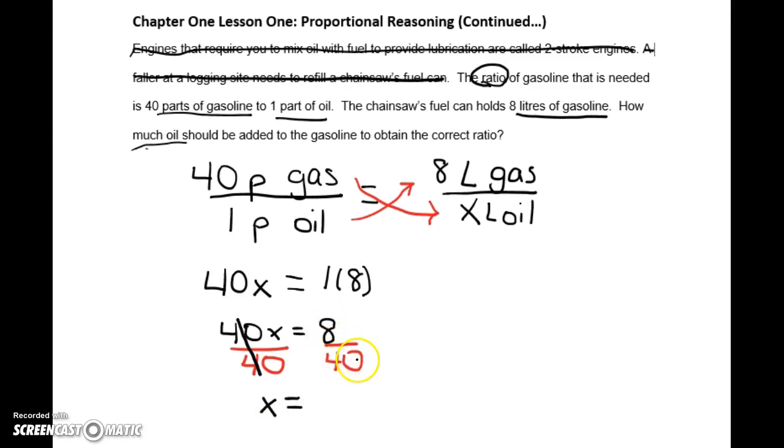Now, there are two options you can do here. You can either do the reduced fraction, or you can do a decimal. When you do the reduced fraction, you can divide your numerator and your denominator by a common factor of 8, and what you'd be left with is 1 over 5. Or, which is actually my preferred method, use a decimal. When you punch that into your calculator, if you can't do it by yourself, you would get 0.2.